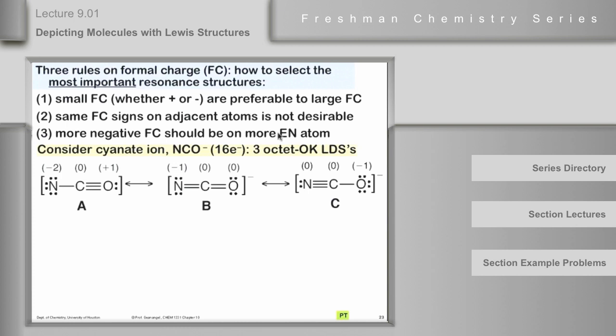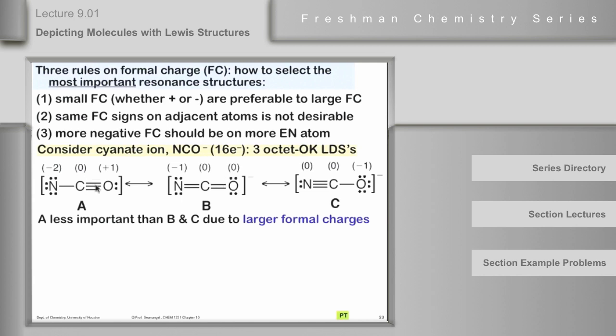In this case, we don't have any of them that have all zeros. So lacking that, then we want the numbers to be as close to 0, either plus or minus, as possible. And if we look at A, it is the least desirable using that criterion because it has a -2 and a +1 and a 0. So A is less important than either B or C because of the magnitudes of its formal charges.